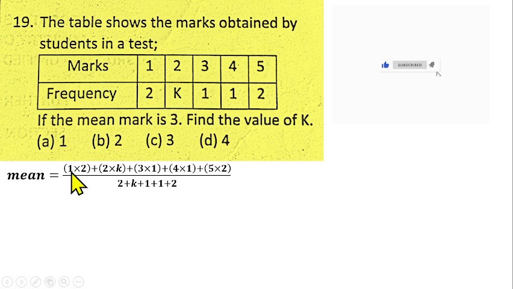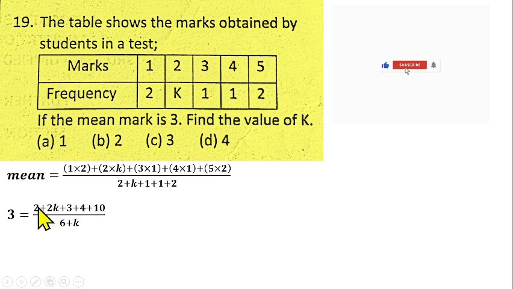So we have 1 times 2 plus 2 times k plus 3 times 1 plus 4 times 1 plus 5 times 2 over the total frequency. That will be 2 plus k plus 1 plus 2 plus 1 plus 2, which is this. So you have been given the value of the mean, which is 3. So you'll be having 3 equals 2 times 1 is 2, plus 2 times k is 2k, plus 3 times 1 is 3, plus 4 times 1 is 4, plus 5 times 2 is 10, over, if you sum this, 2 plus 1 plus 2 plus 2, that will give us 6 plus k.